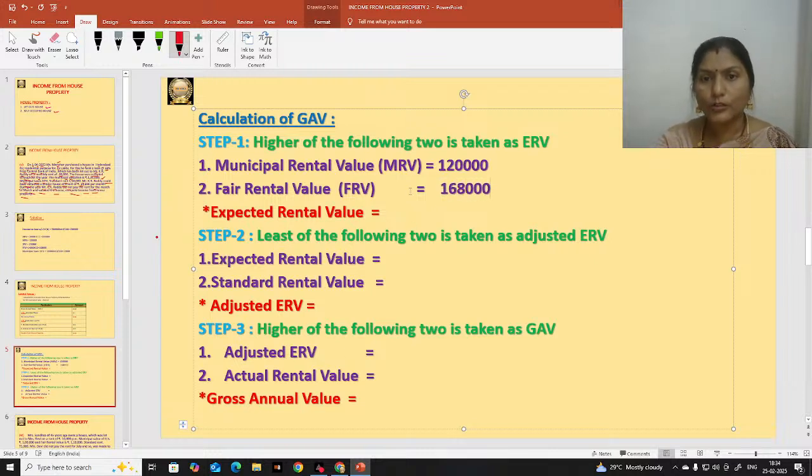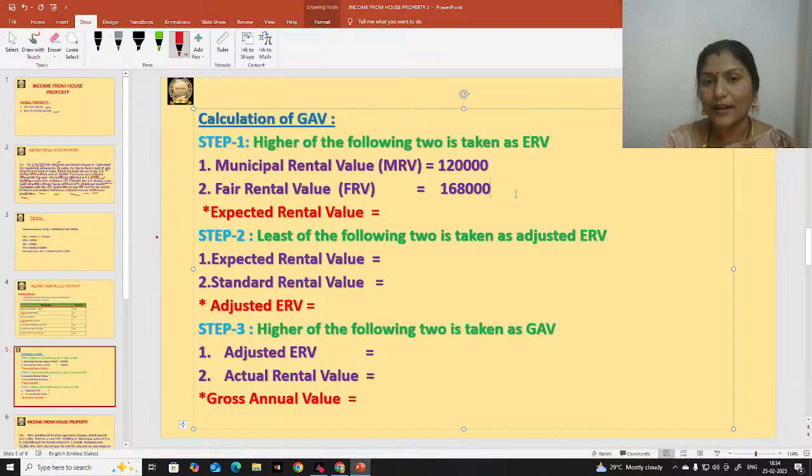Now out of these two, which one do you have to take? You have to take the highest one. They mentioned clearly in step 1, higher of the following two is taken as ERV. So we have to take the highest one. So what is the highest one out of these two?